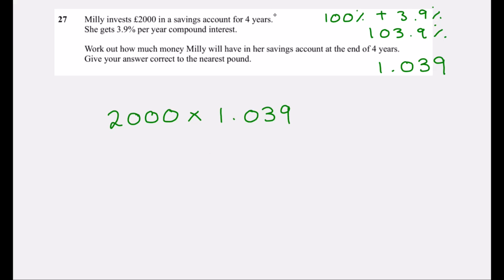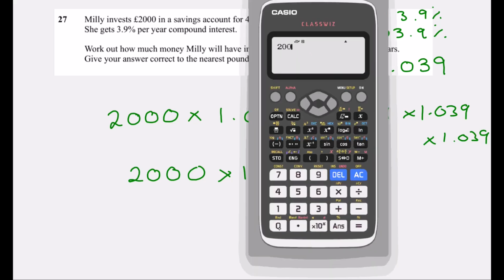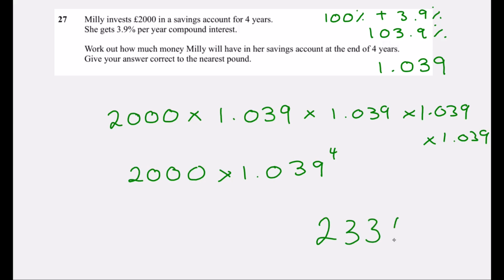That's what I want to do. I'm going to do it 4 times. So I can write it like this if I want to. Add it on 4 times. But the quick way of writing that, we've got 4 of them, times together, 1.039 to the power of 4. So 2,000 times 1.039 to the power of 4, and that is 2,331 pounds to the nearest pound.